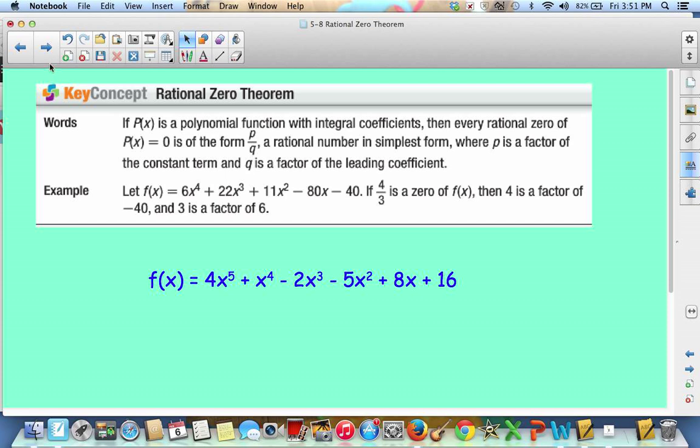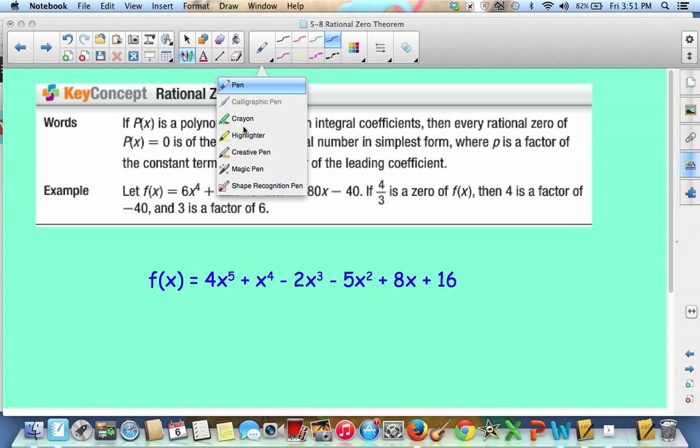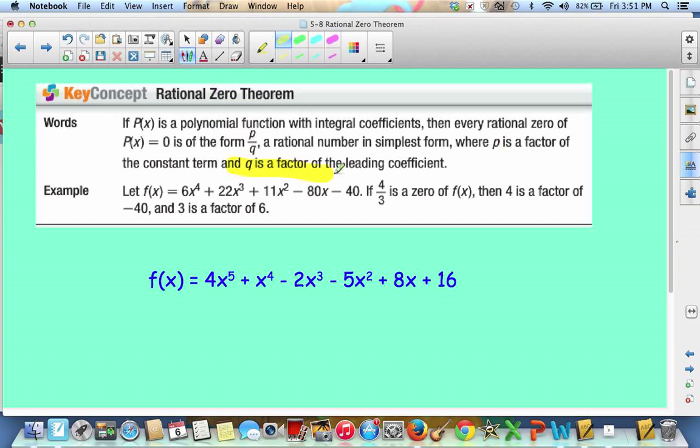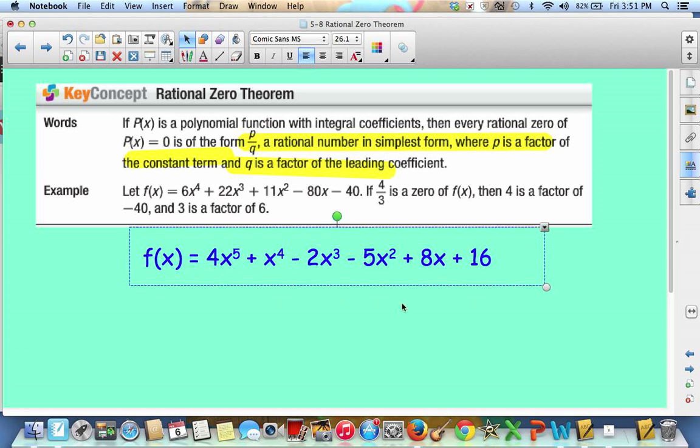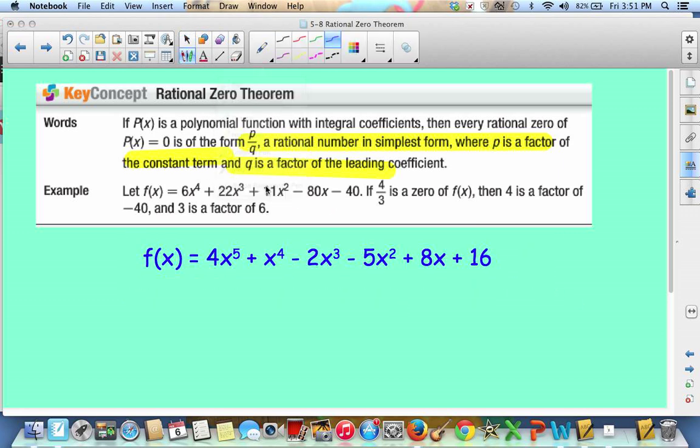So the rational zero theorem means that if p of x is a polynomial function, then every rational zero of p of x equals 0 is in the form of p over q. So rational means fraction, where p is a factor of the constant term and q is a factor of the leading coefficient. So you're going to take all the factors of your constant over all the factors of your leading coefficient. And that's how you're going to get your possible zeros. Now, not all of them are going to be zeros, but there's a possibility. So let me show you what I mean by the rational zero theorem.